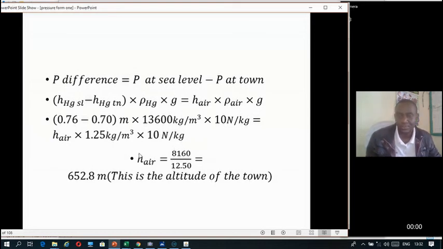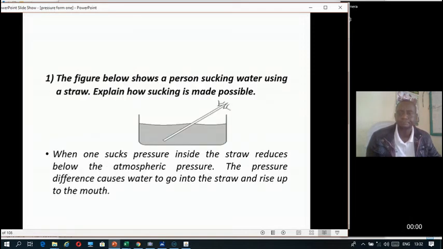So I would request that you go through this example again for better understanding. The figure below shows a person sucking water using a straw. We have all done this when we are drinking soda and water; you always ask for a straw. Explain how sucking is done. So what do you do to the straw? You only suck, my friend. You only suck air out of the straw.